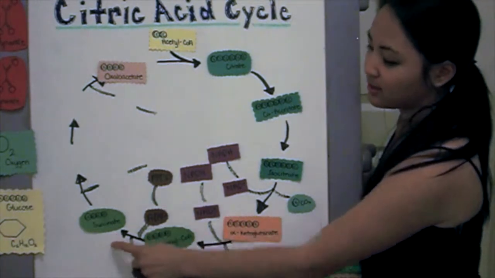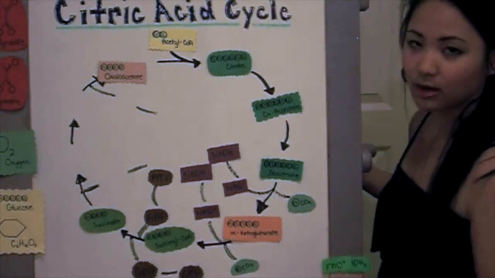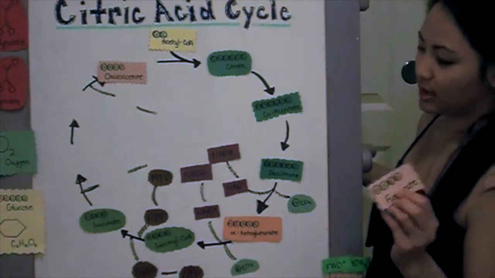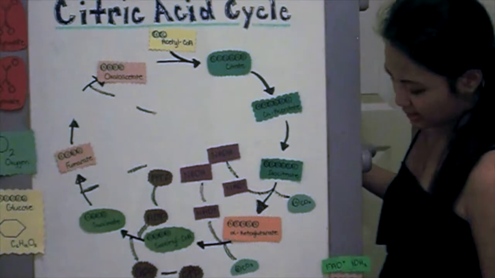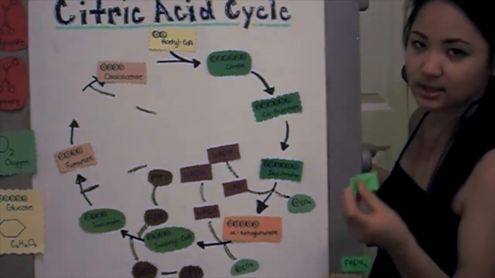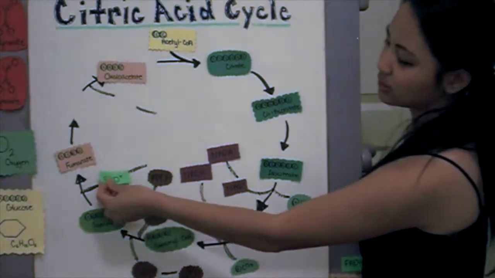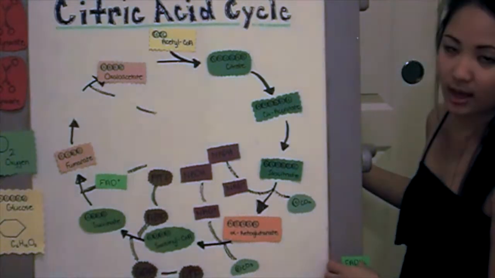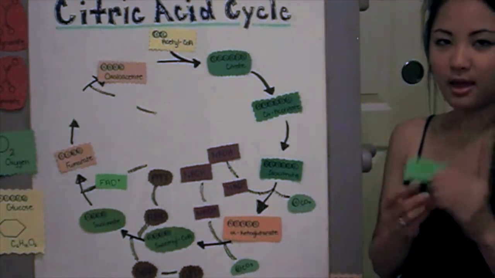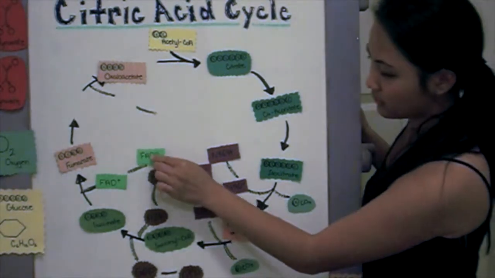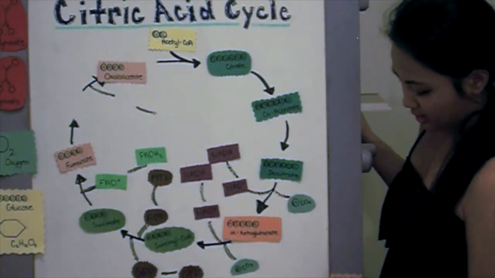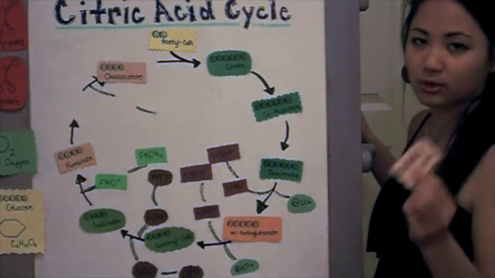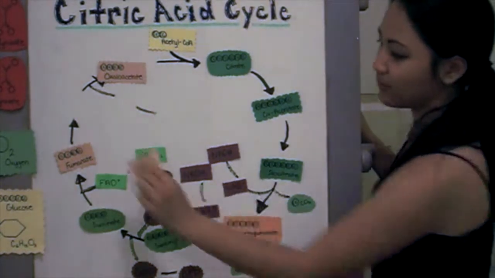Succinate then becomes another 4-carbon molecule known as fumarate. And in the process of that conversion, an FAD plus becomes reduced to make FADH2. Fumarate then becomes a 4-carbon molecule known as malate.